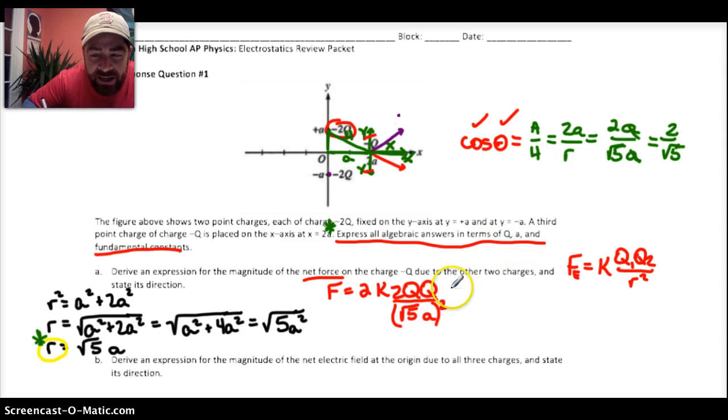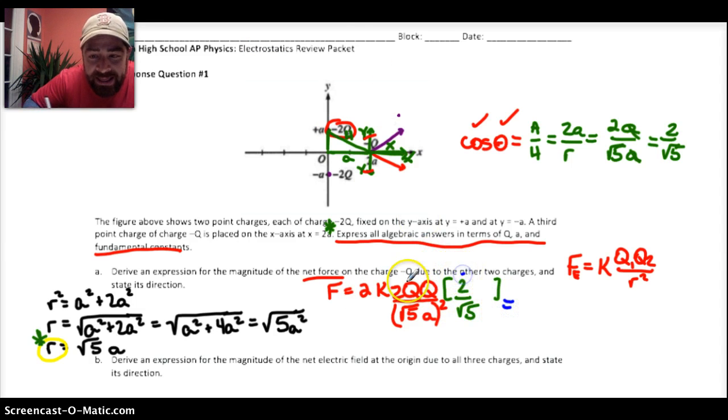So instead of writing cosine theta, in order to reduce this expression into just the x component, I'm going to multiply that by 2 over root 5. All right, so it's a little bit ugly at first, but let's not freak out. The first thing I'm going to do is take care of multiplying all of these things together and combining some terms. So let's go ahead and do that.